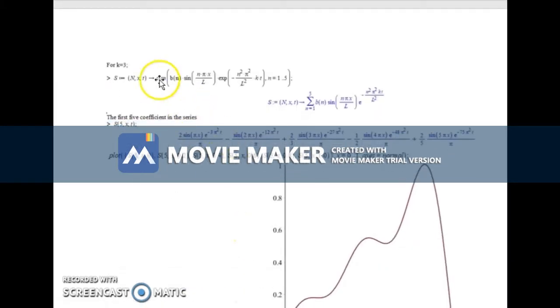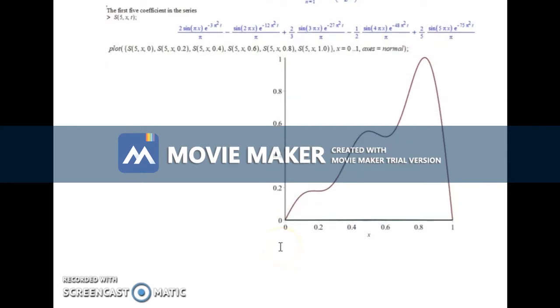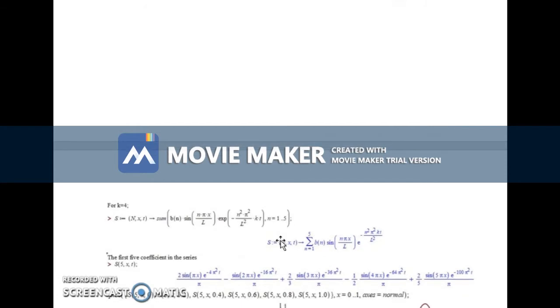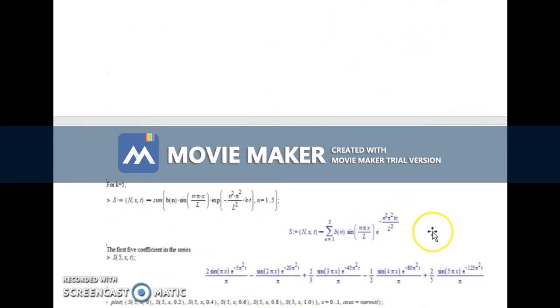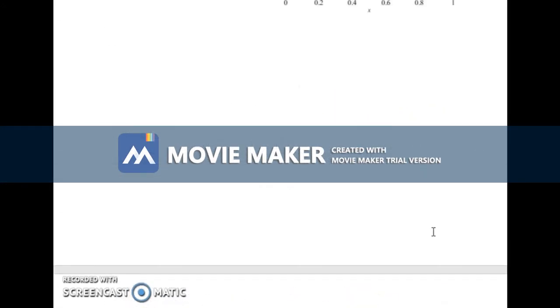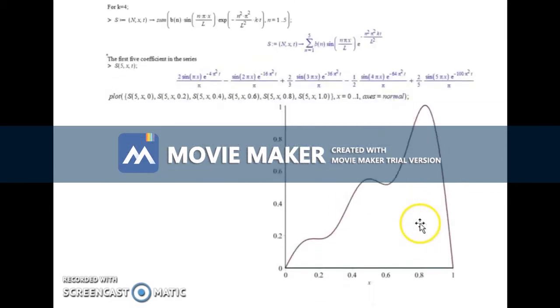We can see that the line slightly decreased from the previous one. The next is also k equal to 3. The graph that we get, there is no line here. And this happens when we change k from 3 to 5. So there is no difference from k equal to 3 to k equal to 5.